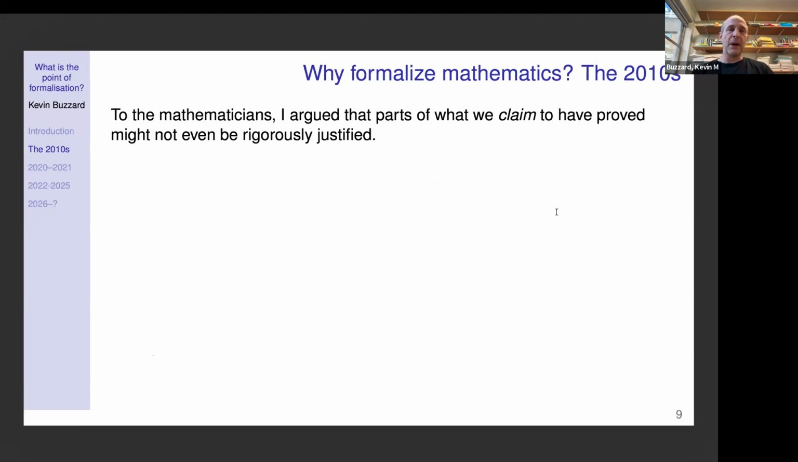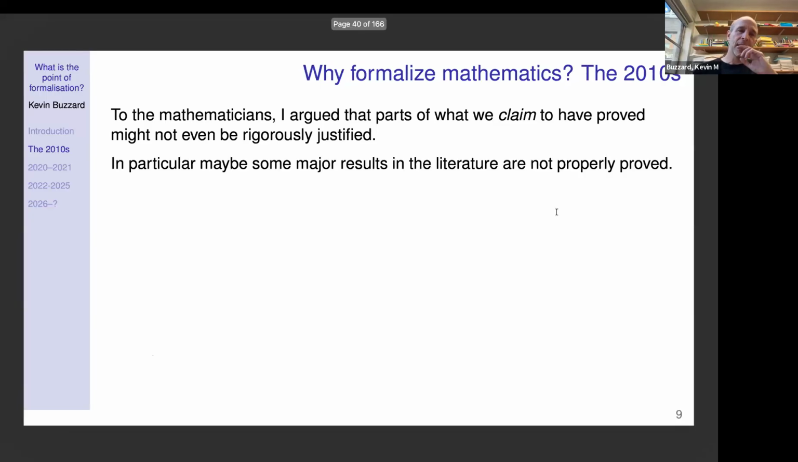So I would argue to the mathematicians that, I was just concerned that we say we've done this and we say we've done that, but have we really done this? What if there are gaps in the literature, and what if people die? And I was particularly concerned that maybe there were major results in the literature that weren't properly proved.